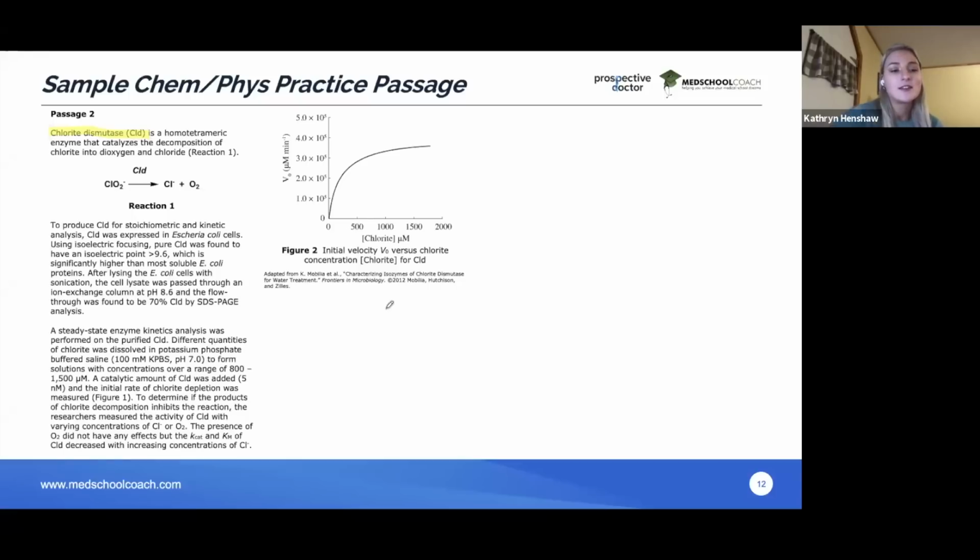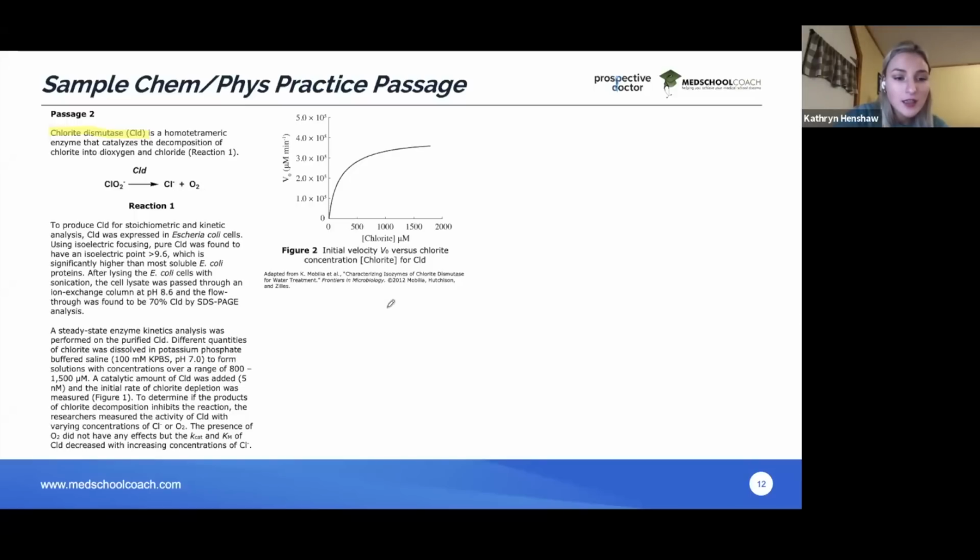All right, I think this is a good stopping point to talk about what I'm seeing here. We're doing a stoichiometric and kinetic analysis, and we're expressing this in E. coli cells. This gives me an indication that we might be starting some sort of experiment here, and E. coli cells are probably going to be our experimental expression organism.